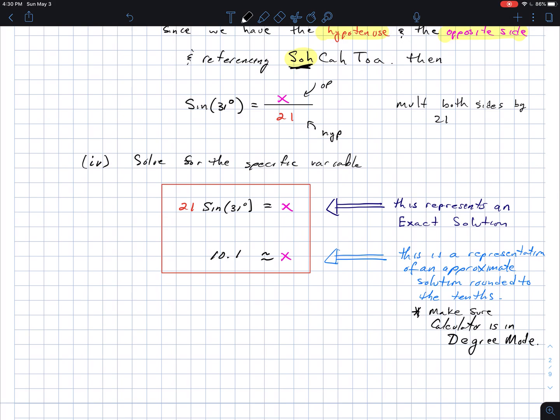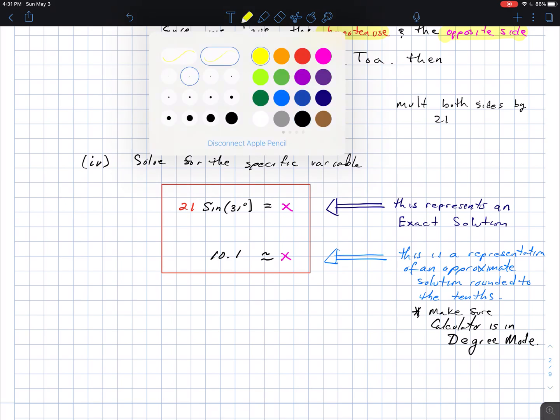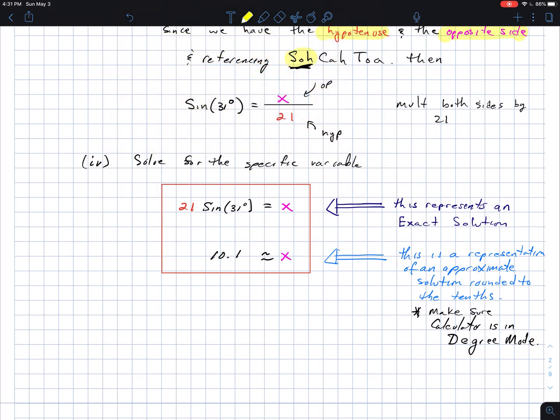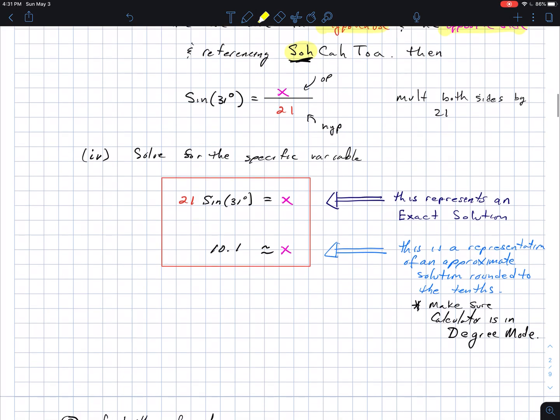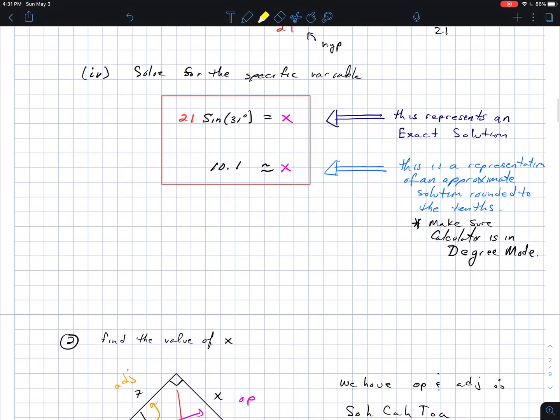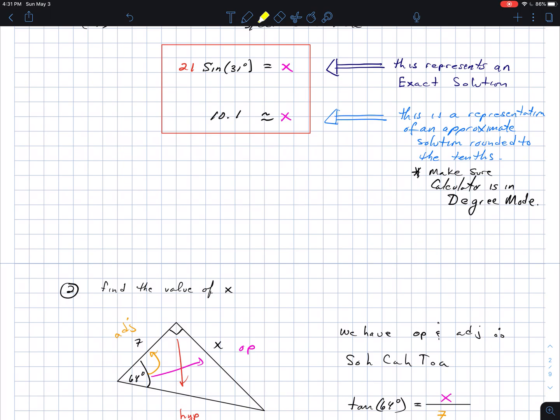What we do have to make sure of is that if you are using a TI-84 and you don't know that there are two different measures of angles, you must make sure that the calculator is in degree mode. That's really easy to do. All you have to do is go to mode, go down, and select degree where it says radian. Now, if you need me to draw that out, please let me know.